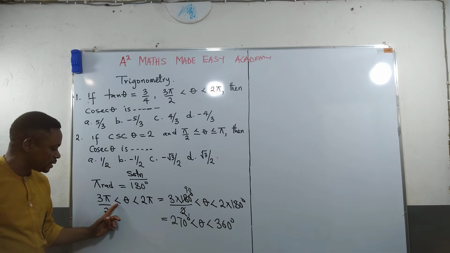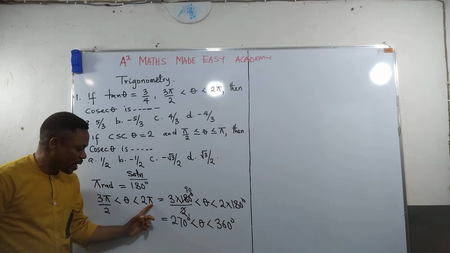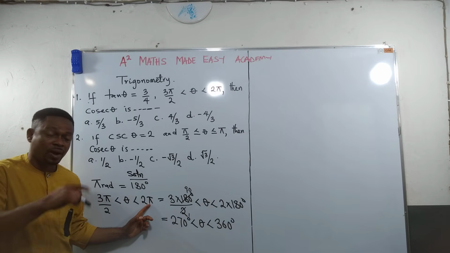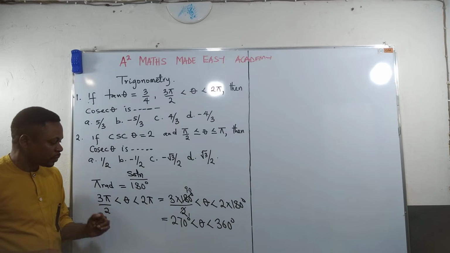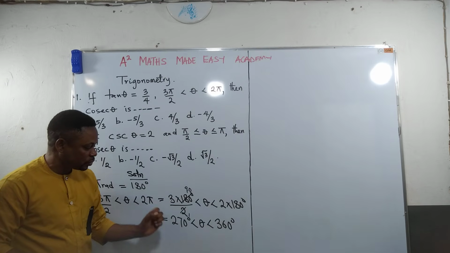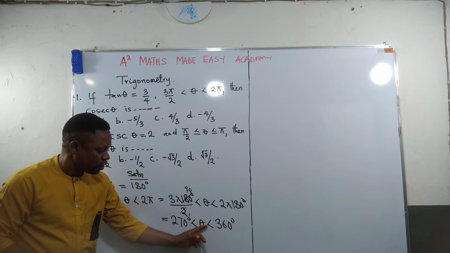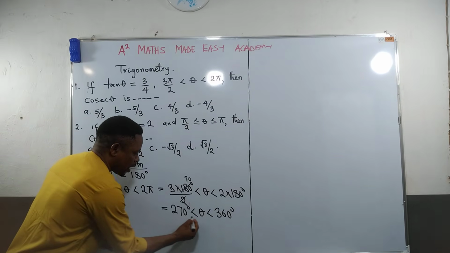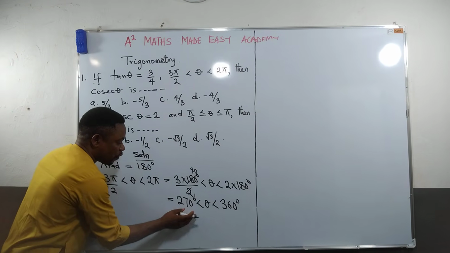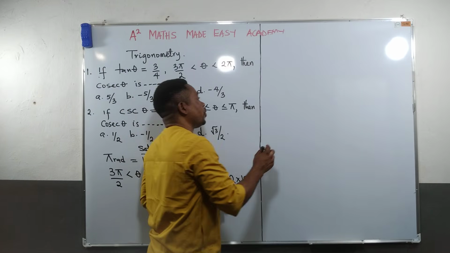I take it again. Theta is greater than 3 pi over 2 but less than 2 pi, and this pi in the formula for converting to degrees, I said, is pi rad equals 180. Now when we fix all this, we realize that theta is greater than 270 but less than 360. So this angle falls in the second quadrant. What do I mean by the word quadrant?